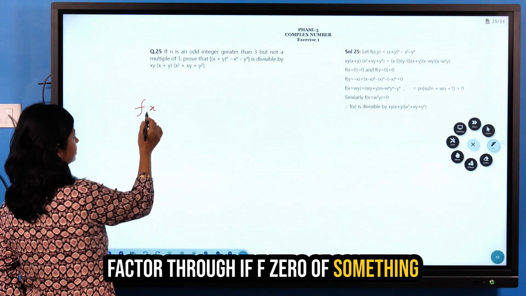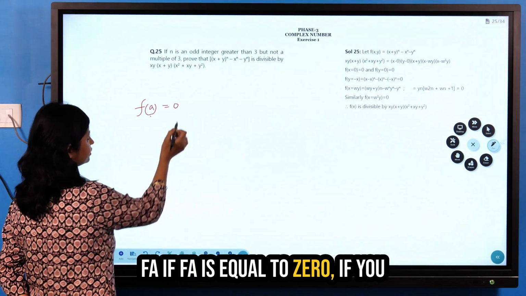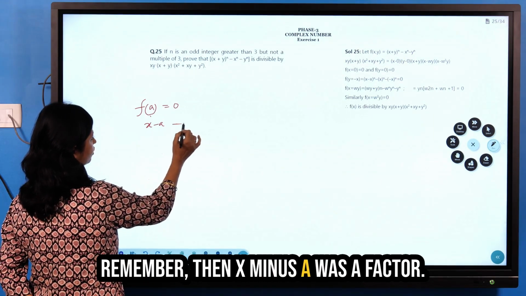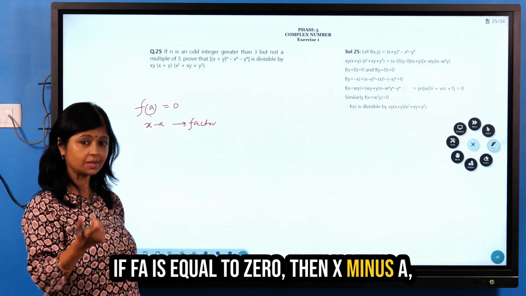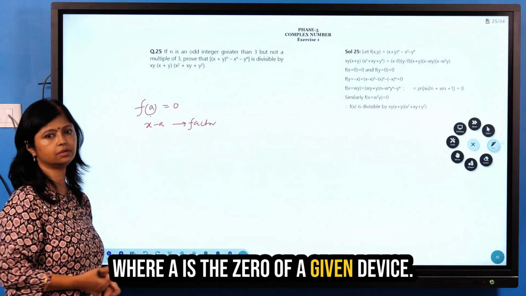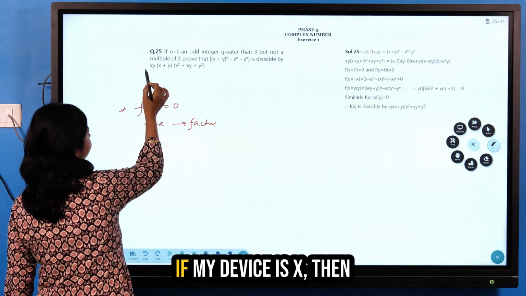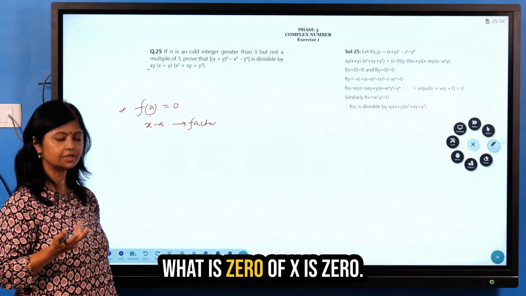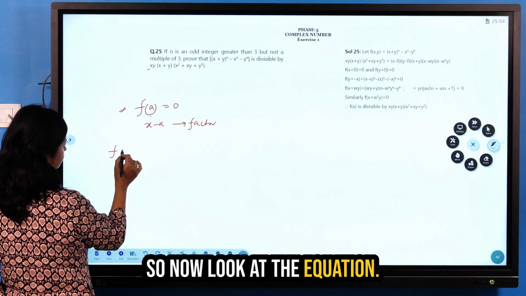Factor theorem: f of a, if f(a) is equal to 0, if you remember, then x minus a was a factor. Where a is the 0 of a given divisor. So the same concept we are going to use here. If my divisor is x, then the 0 of x is 0.